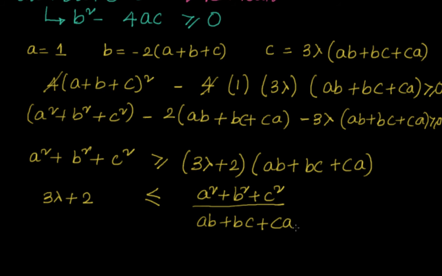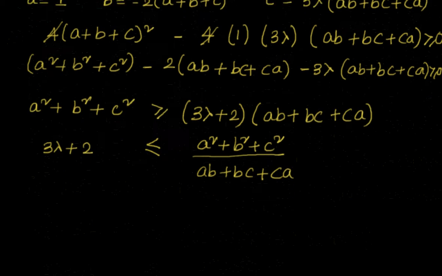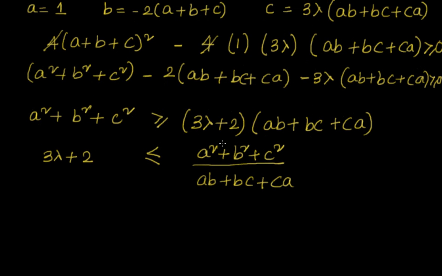So this is where we are stuck now. If we look at the solutions, in the solutions we have integers or fractions, rational numbers, but we end up with a square plus b square plus c square by ab plus bc plus ca. So we have to find what value a square plus b square plus c square by ab plus bc plus ca can take. So how to understand that?